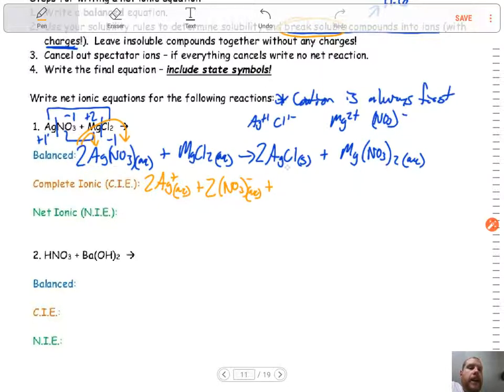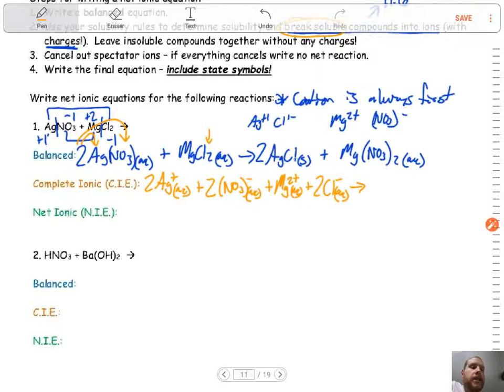Yes. This is aqueous, so I've got Mg with a 2+, aqueous state of matter, plus, now, here's the trick. How many chlorines do I actually have? I have 2. So that 2 now is going to become a coefficient, and I'm going to do the same with the rest, show my charge for chloride, and it's aqueous. Okay, so there's my reactants.